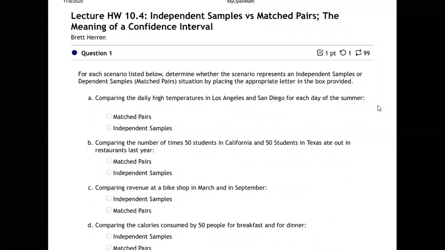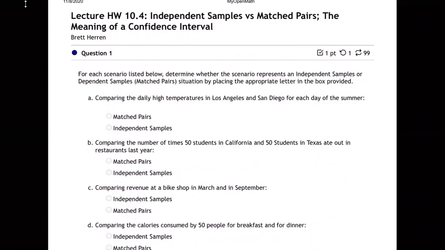Here we go. So question number one, for each scenario listed below, determine whether it's independent samples or dependent matched pairs. All right, so this is important because we're practicing this difference. And this will be very important on the test because it won't tell you what kind of question it is. You just have to be able to tell based upon the scenario, the real life situation that you're dealing with. So how do we do that? How do we look at this and know?